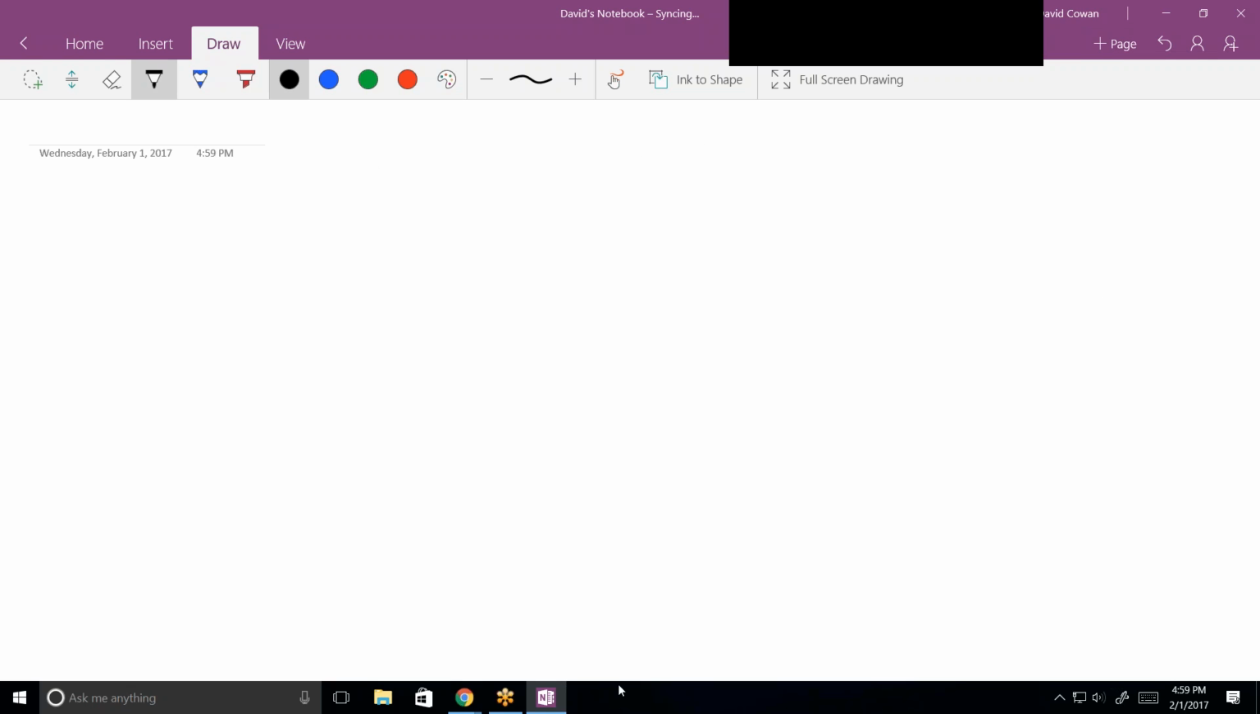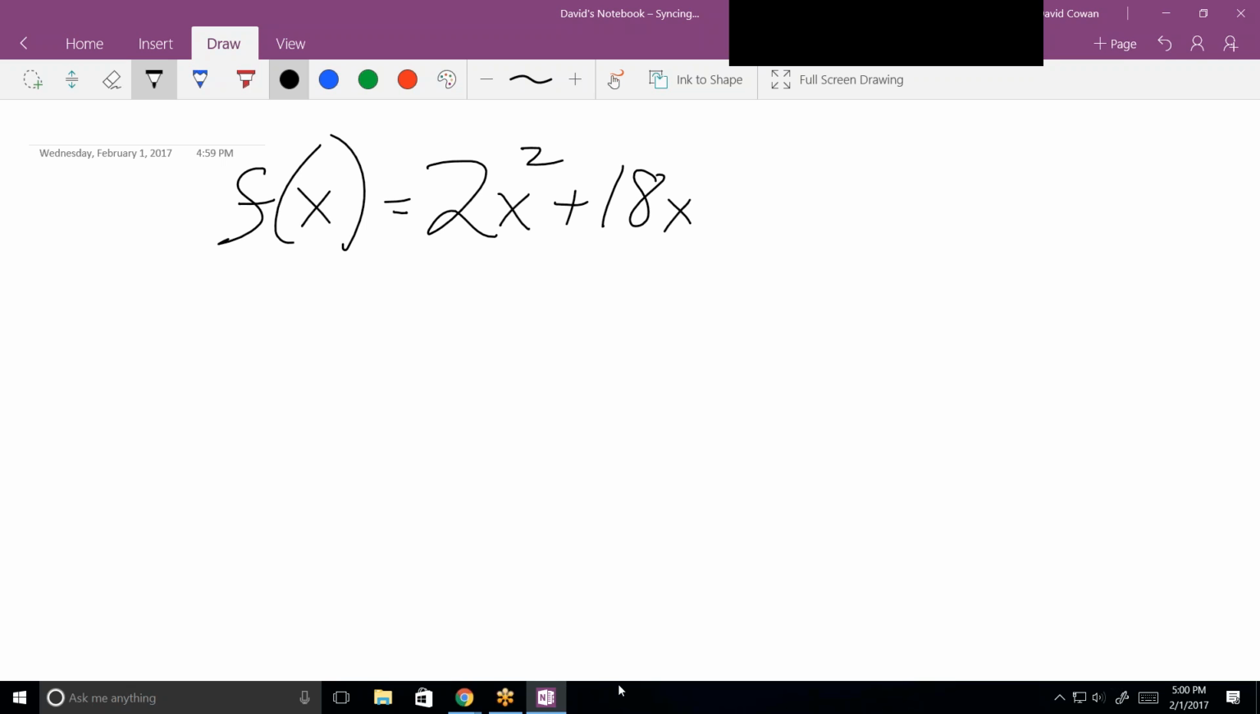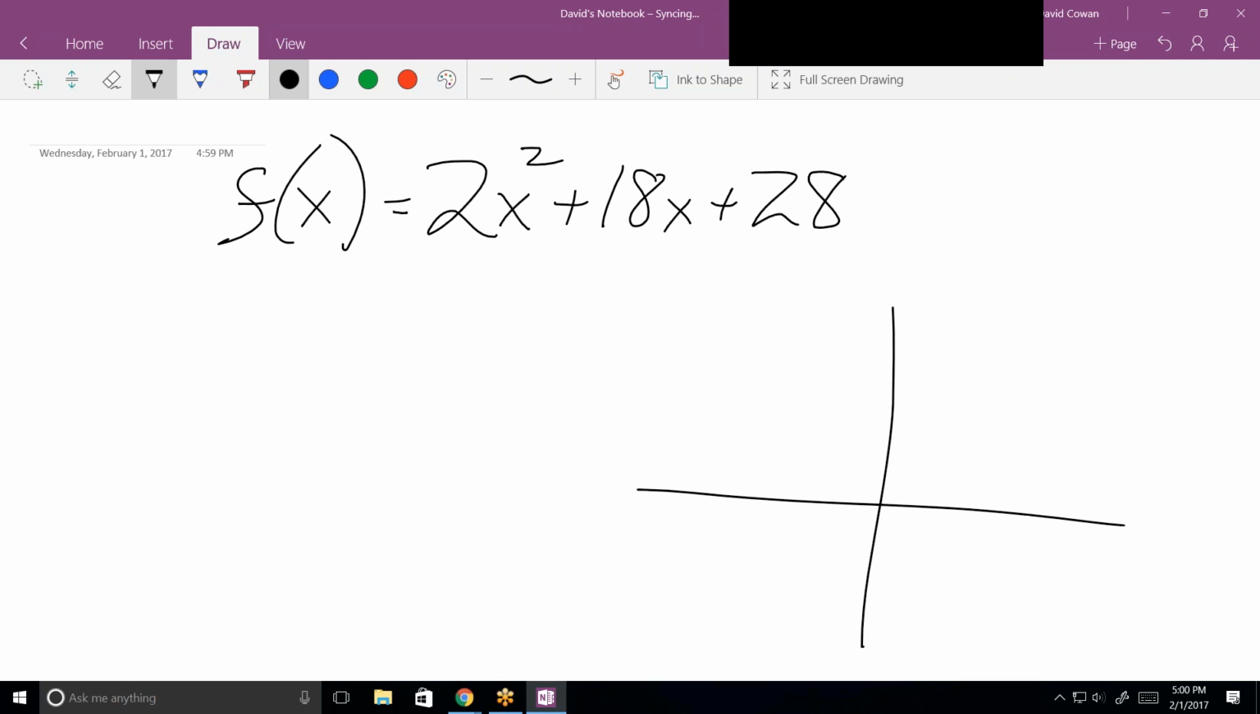Well, this is my last one. It's the term that x intercepts. F of x equals 2x squared plus 18x plus 28. Plus 28, did I write it correctly? Yeah. Okay. That is a quadratic.